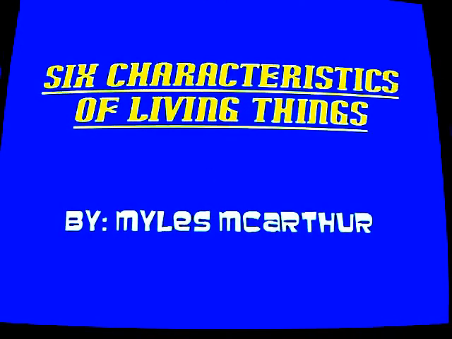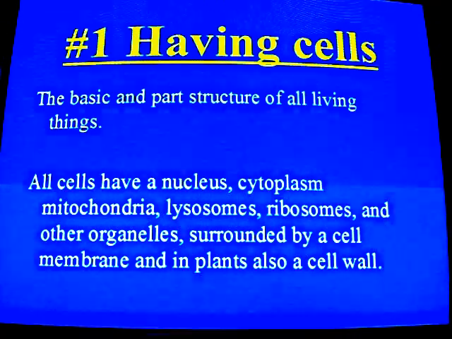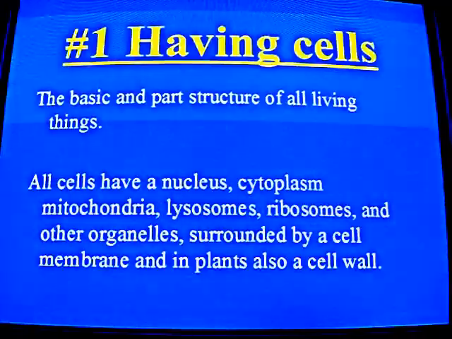Hello, and today we'll be learning about the 6 characteristics of living things. The first is having cells, which is the basic part and structure of all living things. All cells have a nucleus, cytoplasm, mitochondria, lysosome, ribosomes, and other organelles surrounded by a cell membrane, and plants also are surrounded by a cell wall.